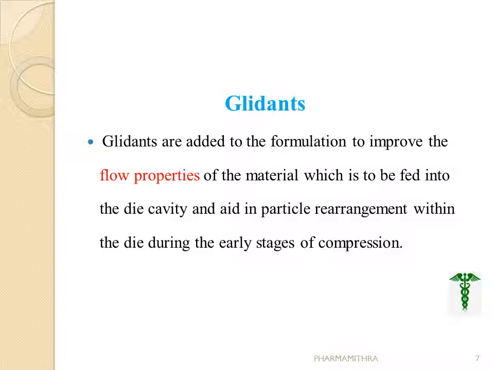Next is glidant. Glidants are added to the formulation to improve the flow property. If a question is asked about glidants, the flow property must come to mind first. The other role of glidants is to help fit the powder into the die cavity and to help in particle rearrangement at the early stages of compression. These are the details related to glidants. Simply, glidants are added to improve the flow property of the material.